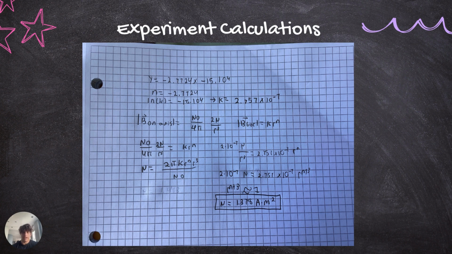Using the equation for the trend line of our data from the experiment, I first found the values of n and r. I then set the equation for the magnetic field on axis for the bar magnet equal to the formula for the magnitude of the magnetic field that relates k and r. I then plugged in the values of k, the constant mu 0 over 4 pi, and n into the equation to solve for the magnetic dipole of the bar magnet, which I calculated as 1.378 amps meters squared.